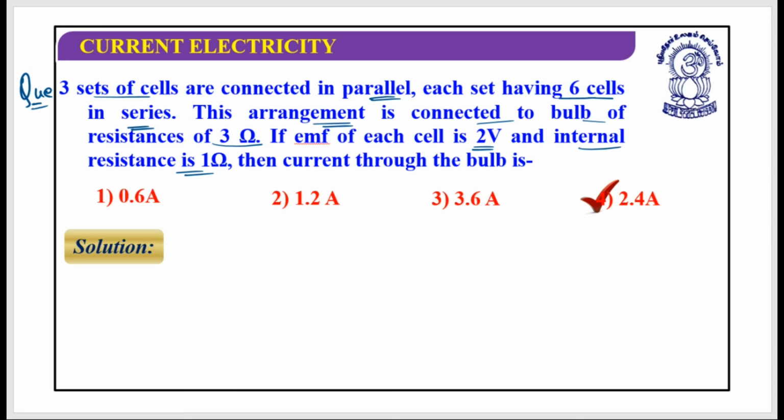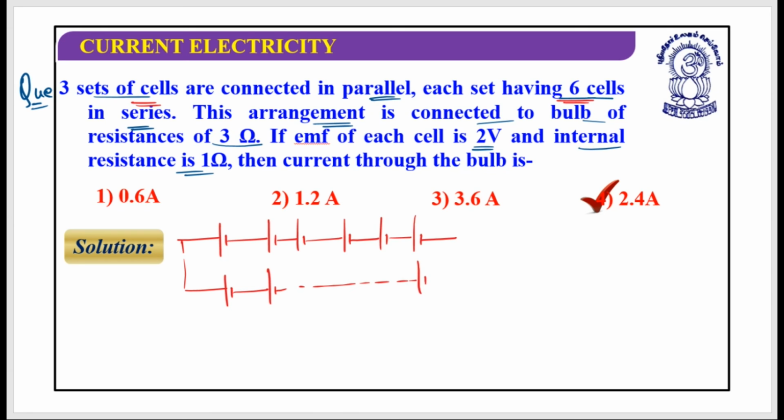Okay, let me try it. 3 sets of cells are there, and each set has 6 cells in series. That means the situation is something like this. First, second, third, 4, 5 and 6. This is the first set. Such like one more set is there, and one more set like this. It's 3 sets. This is first, this is second, and this is third.